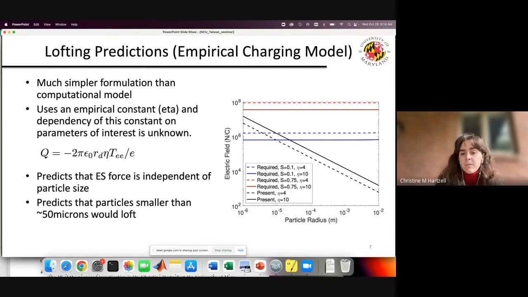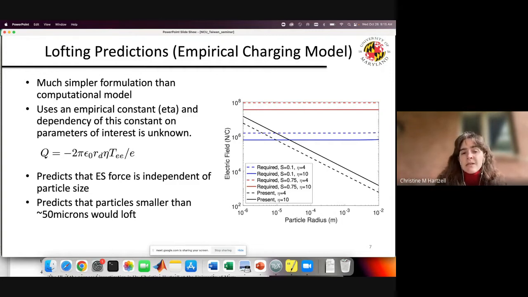Next, we did the same thing, but using the empirical charging model. This empirical model has a much simpler formulation, a much simpler equation for what the charge on the particle would be, but it depends on this empirical constant eta. Eta can range from 4 to 10, but we don't know what it depends on. Another interesting feature of this model is that it predicts that the electrostatic force is independent of particle size, which is a little bit concerning to me.